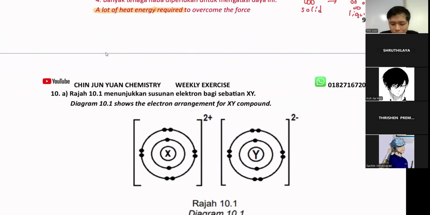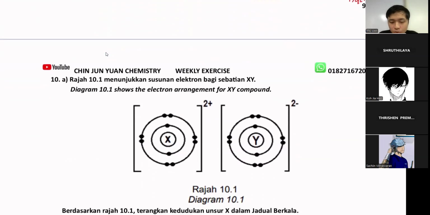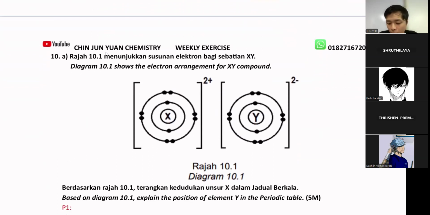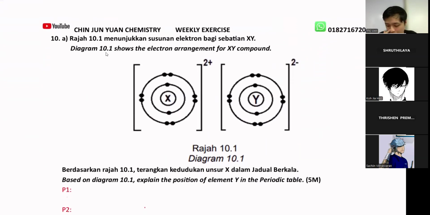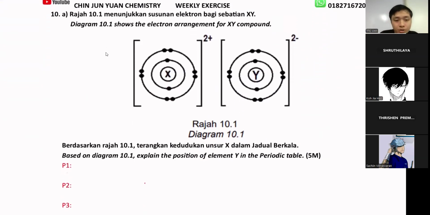Question 10. Diagram 10.1 shows the electron arrangement of XY, a compound. So explain again, they ask you to explain the position.